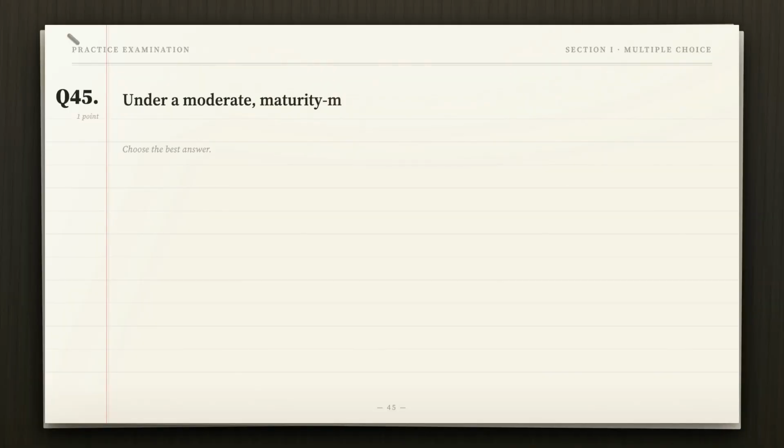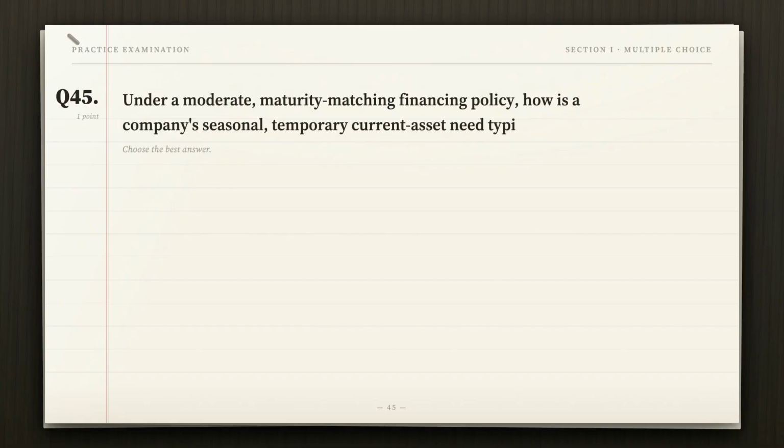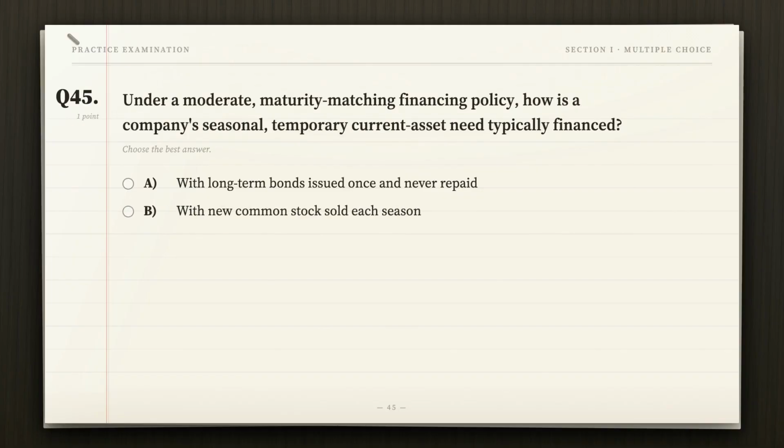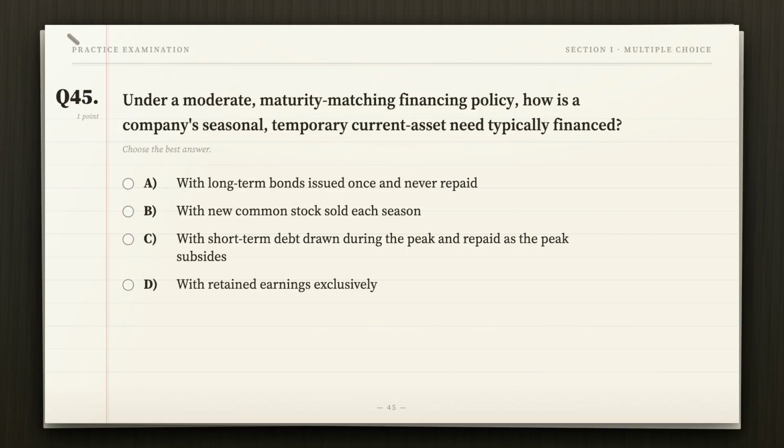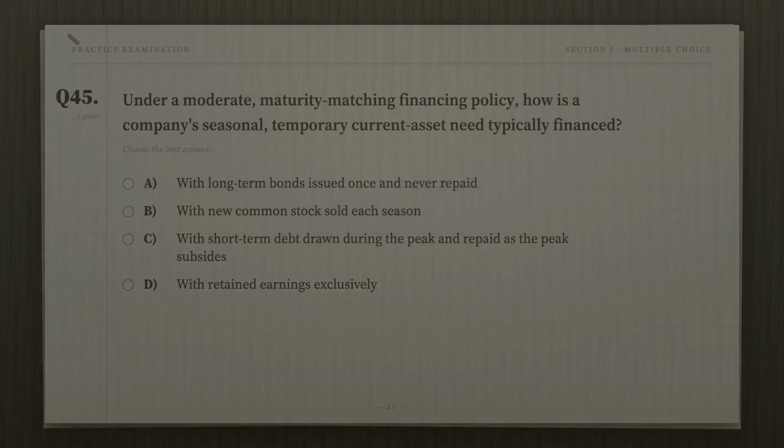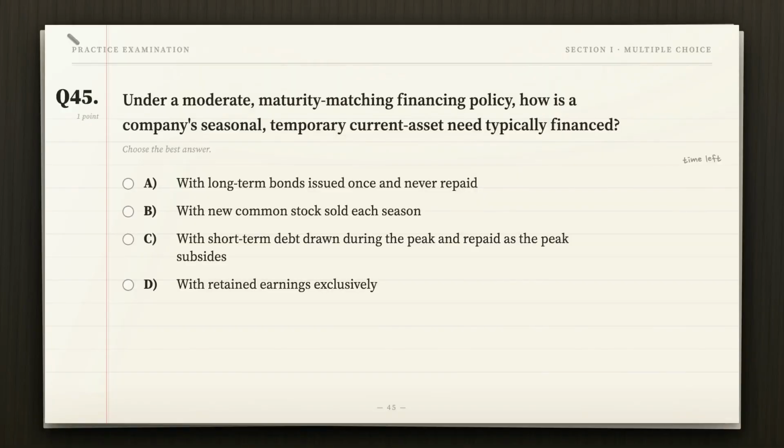Question 45. Under a moderate maturity matching financing policy, how is a company's seasonal, temporary current asset need typically financed? Your options are A. With long-term bonds issued once and never repaid. B. With new common stock sold each season. C. With short-term debt drawn during the peak and repaid as the peak subsides. D. With retained earnings exclusively. Pick one. Trust your gut. Here's your chance to test yourself.